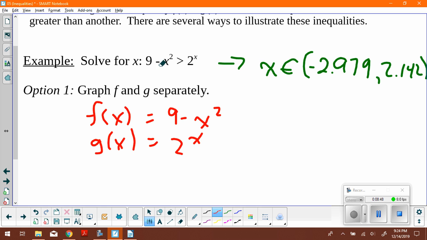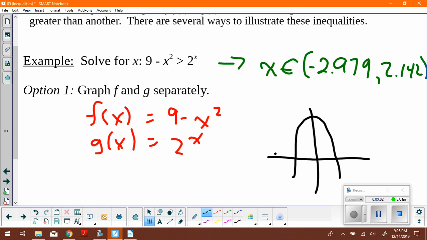Option 1: if I was asking you to give me a rough idea what the solution was to this by hand, then you would be doing option 1. You would do a rough sketch and say, okay, here's my parabola, it looks like this. Here's 2 to the x, it looks like this. Obviously with a little more detail than I've drawn here. And then you could eyeball the solution from there.